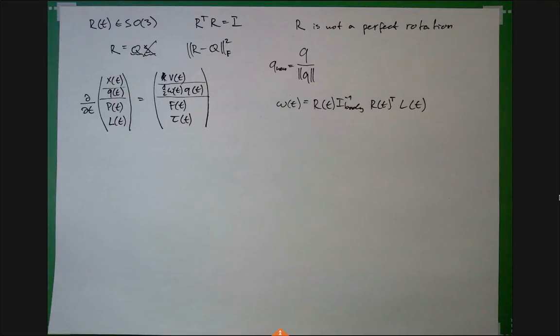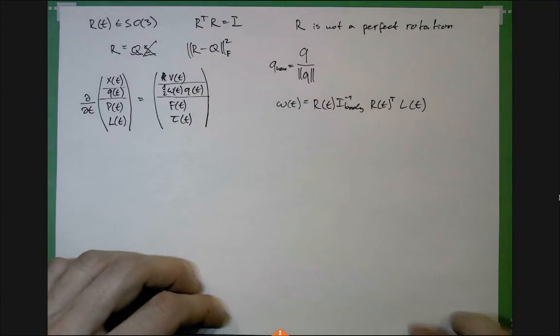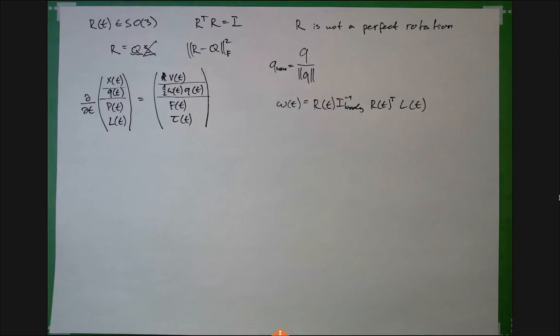Okay, so this is basically it. This is the unconstrained motion for rigid bodies. And next time we will cover what to do when the rigid bodies are colliding and contacting with one another. Any questions?